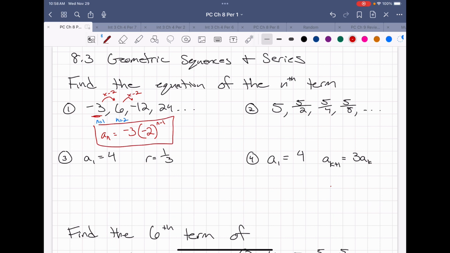Okay, number 2. From 5 to 5 halves to 5 fourths, so they're dividing by 2, but we always want it to be a multiplier, so they're multiplying by a half. A sub n for sequence notation, the first term, 1/2, n minus 1.